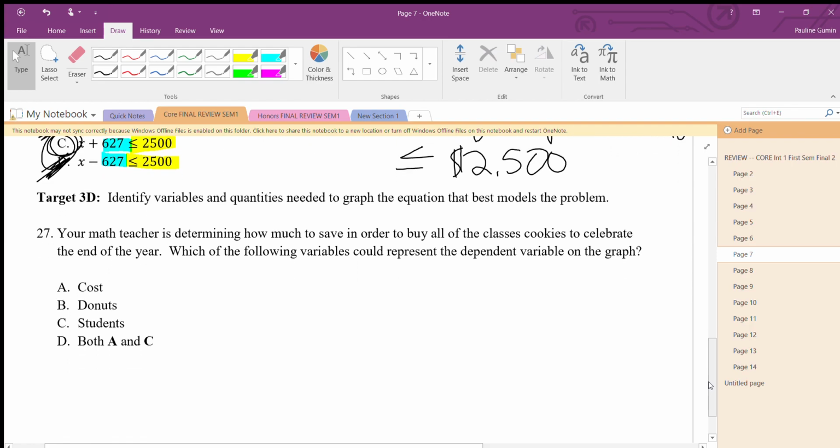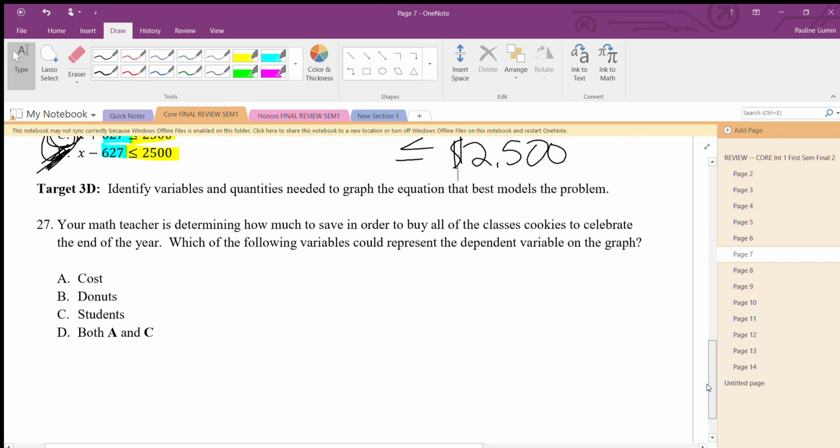Your math teacher is determining how much to save in order to buy all the class's cookies to celebrate the end of the year. Wow, you guys are lucky. Which of the following variables could represent the dependent variable on the graph? Do we have a graph? We don't, but let's say there was. Let's see what depends on what. Okay, so we have two units here. We have money, how much to save, and cookies.